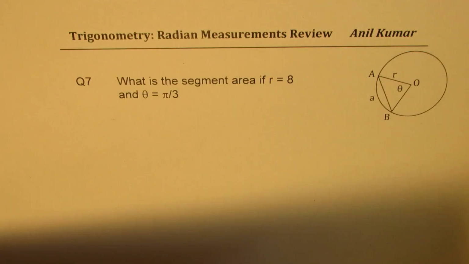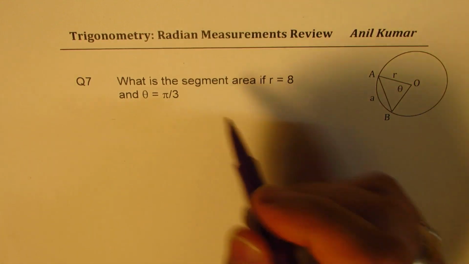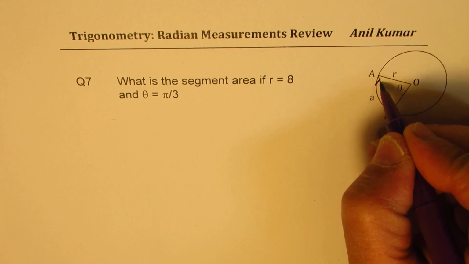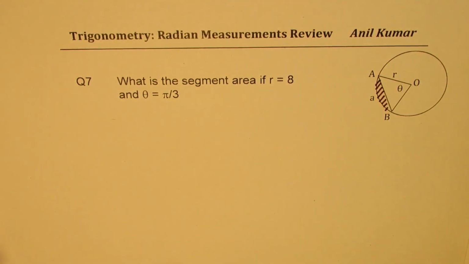Let's take up question number 7 now. What is the segment area if r equals 8 and theta equals pi by 3? When we say segment area, we are interested in this portion. Now this requires some calculations, so let's redraw the whole thing slightly bigger to understand this scenario.